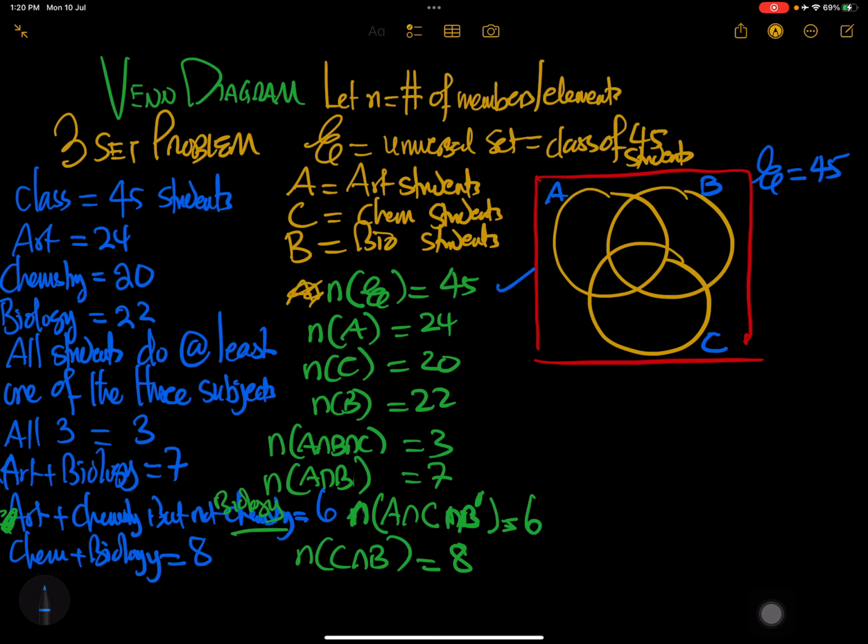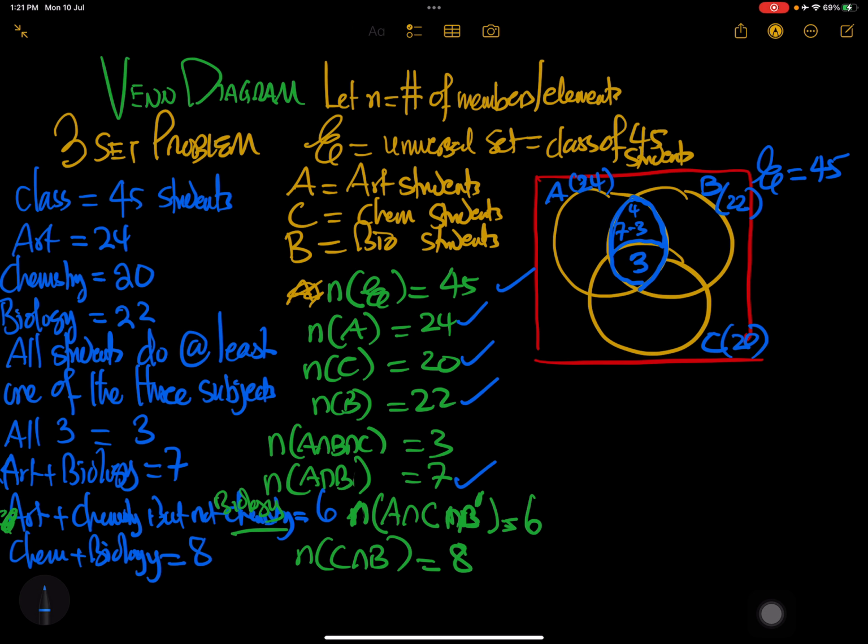So we've done this. The set A is 24. The set C is 20. The set B is 22. Now the number of all 3 is 3. And the number of A and B is 7. This is the whole of A and B, which should be 7, but already we have 3 here. So here is going to be 7 minus 3, which is 4. The 4 and the 3 give us 7 to represent both art and biology. I hope this clarifies stuff.